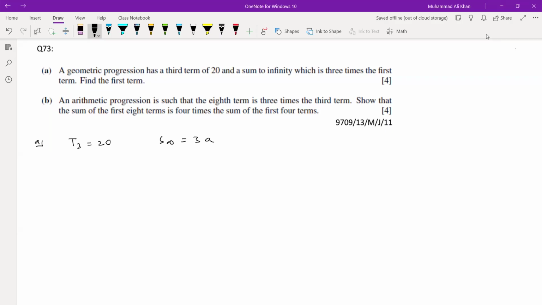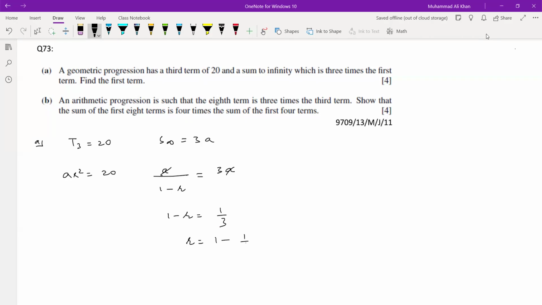It's a geometric progression. T3 को क्या लिखा जा सकता है? AR squared equals 20. Sum up to infinity को क्या लिखा जा सकता है? A over 1 minus R equals 3A. So A and A cancel out. 1 minus R equals 1 over 3.